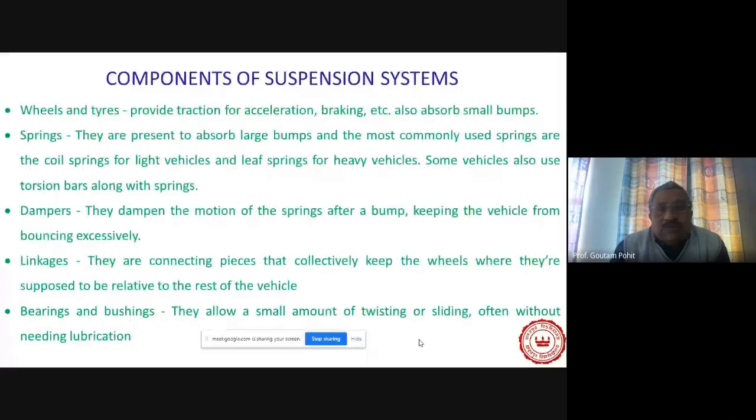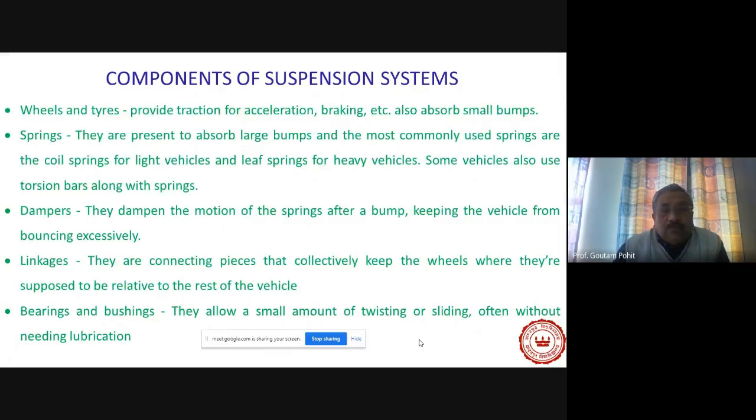Now, what are the components of a suspension system? Wheels and tires. Naturally, they provide traction for acceleration and braking, and also absorb bumps, because they can give stiffness and also a little bit of damping. Springs are another component of the suspension system. They are present to absorb large bumps, and the most commonly used springs are coil springs for light vehicles, but for trucks and other vehicles there are leaf springs. Some vehicles also use torsion bars along with the spring to reduce the rolling motion.